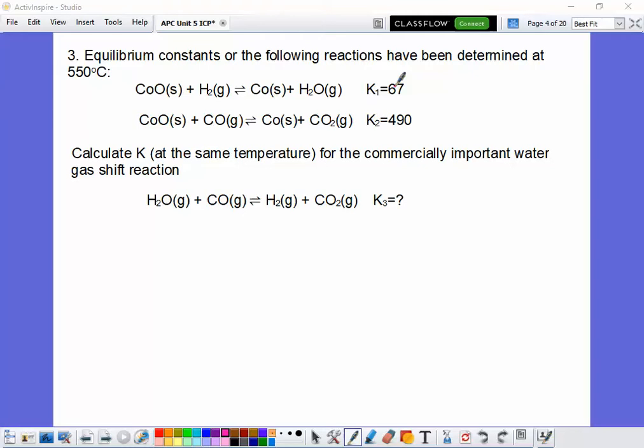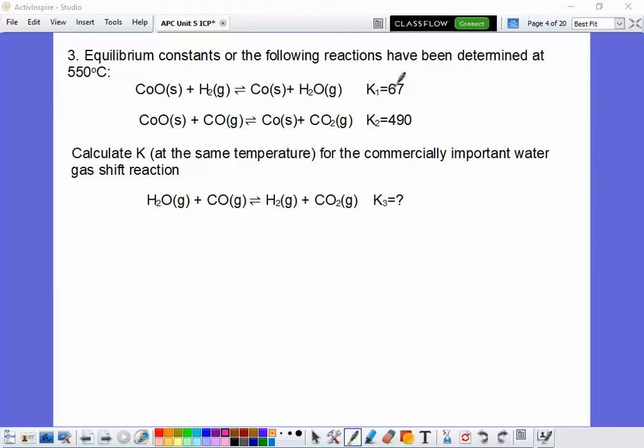What's the cutoff point when we're looking at equilibrium constants? 1. When the value is greater than 1, that means the products are favored. Means we're going to end with more products. The amount of our products is going to be greater than the amount of our reactants. And when it's less than 1, that means that our reactants are favored, right?